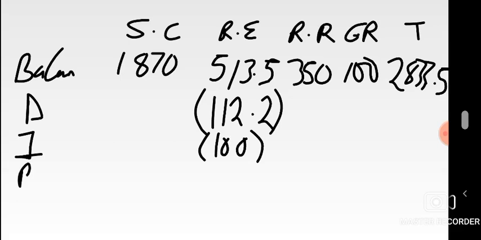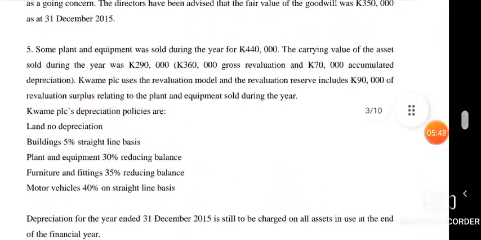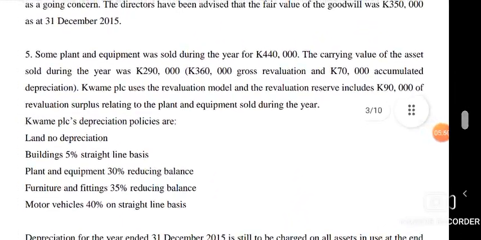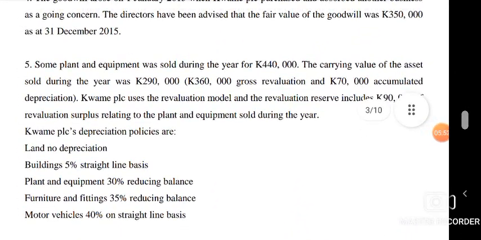Revaluation surplus was initially there as well. Where did this one come from? I'll just drag you back to the same question. I've dragged you back specifically to note 5 of that same video that it talked about. Take note that there was this asset that was sold for that figure, 440. It had a carrying amount of 290.